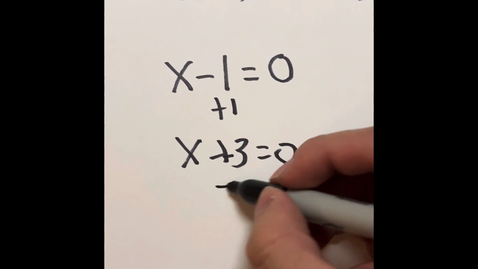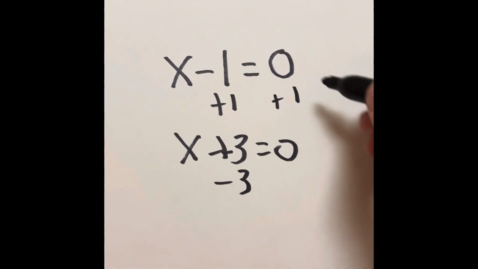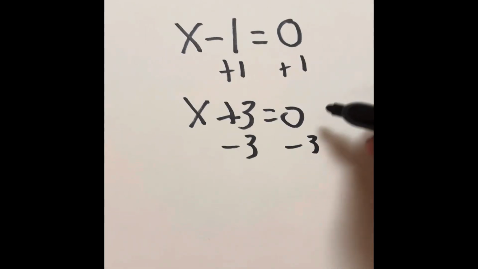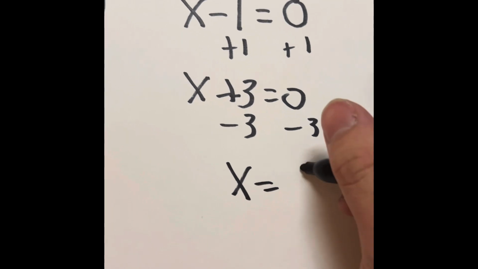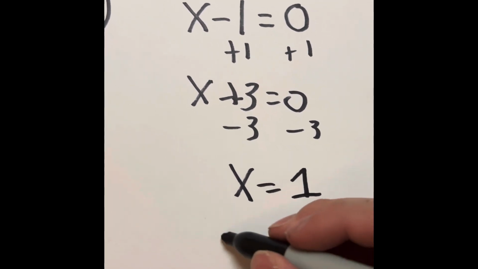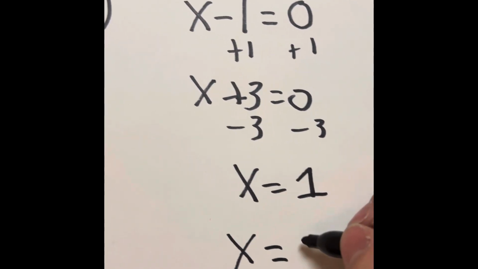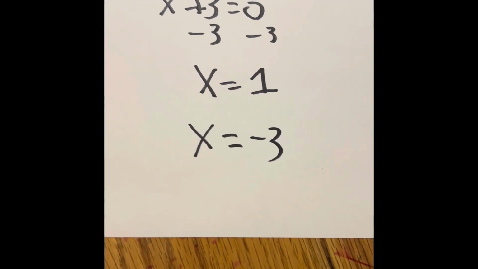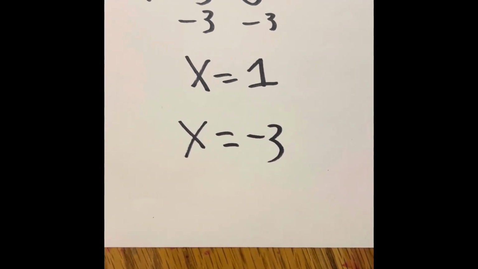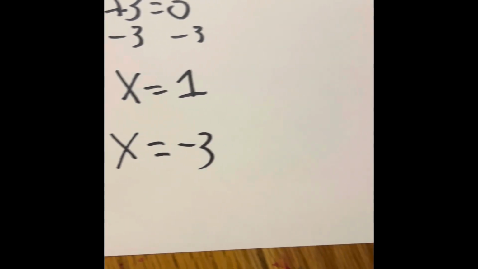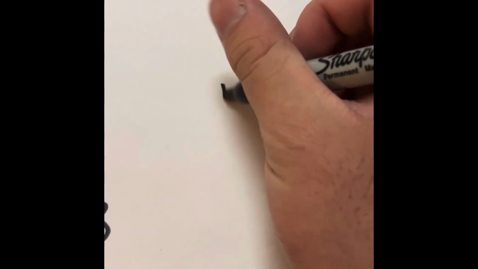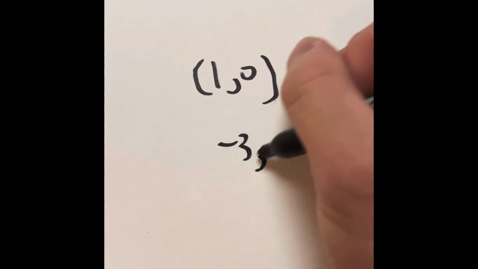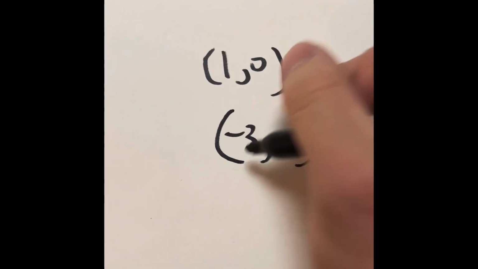Plus 1, minus 3, plus 1, and minus 3. So 0 plus 1 is 1, so x equals 1. Or should I say x equals 0 minus 3, which is negative 3. So we have x equals 1 and x equals negative 3. If you ever want to try it out, you get 1 comma 0 as a point, and also negative 3 comma 0 as a point.